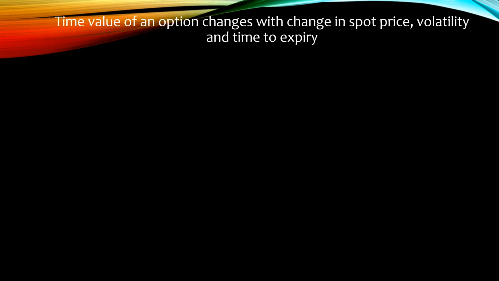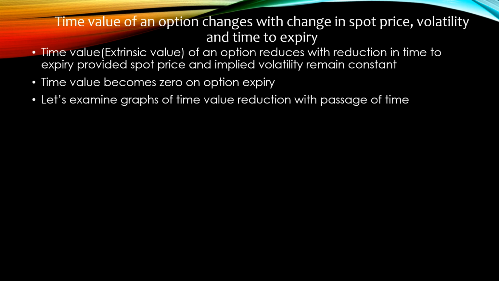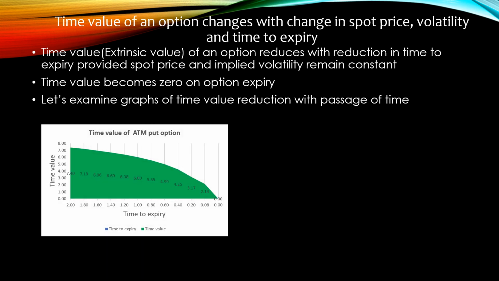The time value of an option changes with change in spot price, volatility, and time to expiry. Time value, that is extrinsic value of an option, reduces with a reduction in time to expiry provided spot price and implied volatility remain constant. Time value becomes zero on option expiry. Let's examine the graphs of time value reduction with passage of time. In the graphs, the x-axis has been flipped, starting with 2 and ending with 0. That is, the time starts with 2 and ends with 0. This is done to better visualize the concept that time value becomes 0 on option expiry.